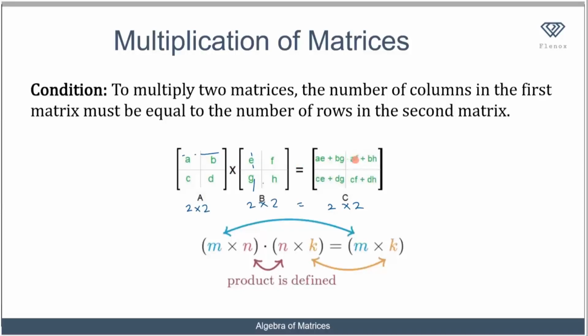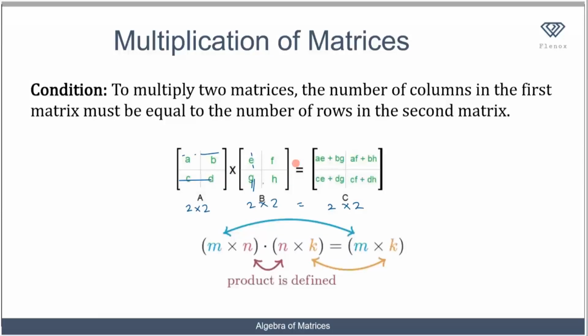For this second cell over here, I have the first row by the second column. So I have A times F plus B times H. For this cell over here, I have the second row by the first column, and that will be C times E plus D times G. And for the last cell over here, I have the second row by the second column, and that will be C times F plus D times H.